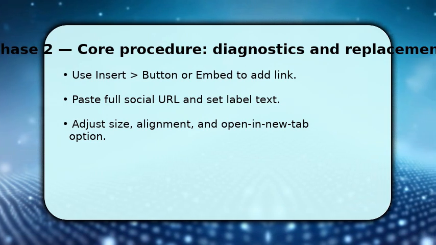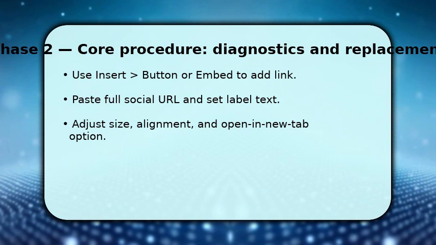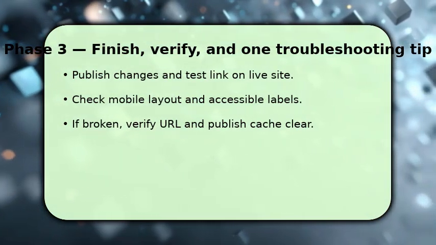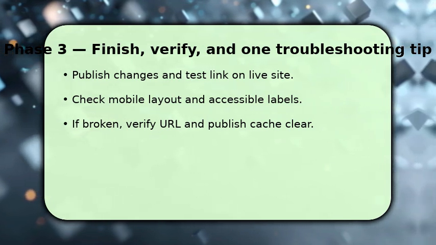Finish by clicking Publish so your changes go live, then immediately test the link on the published site to confirm it opens the target profile. Make sure to check mobile responsiveness and add accessible alt text or area labels if you used images or icons.